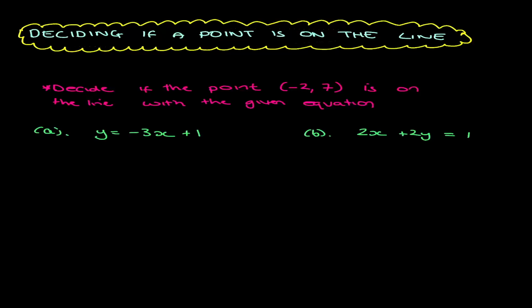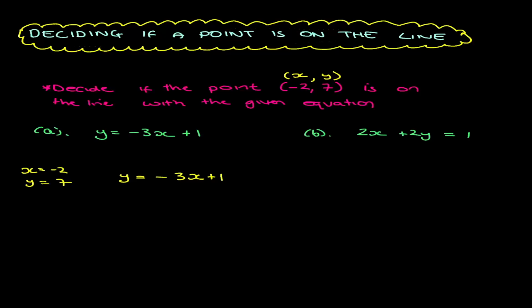Remember, when we give points, it's always given in the form of x, y. So coordinates are always in the form of x, y. For the first one, we're told x is -2, y is 7, and we want to know if it lies on this equation, y = -3x + 1. This is quite easy to do. All you have to do is sub in the values and see if the equation holds true. If it does, it is on the line, and if it doesn't, it's not on the line.